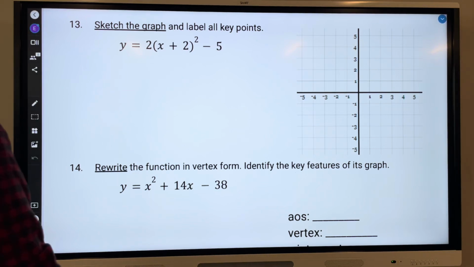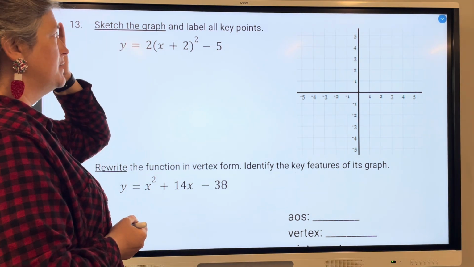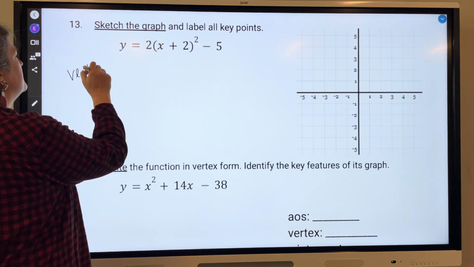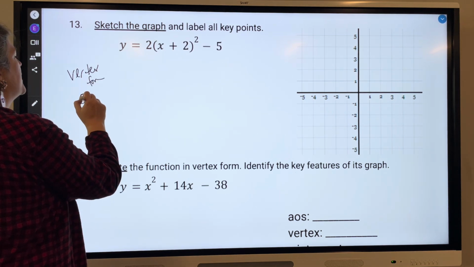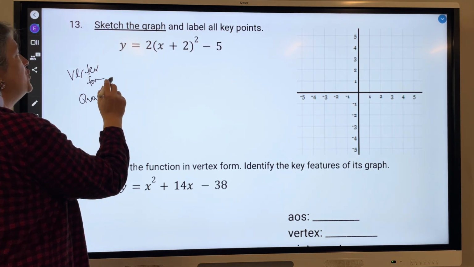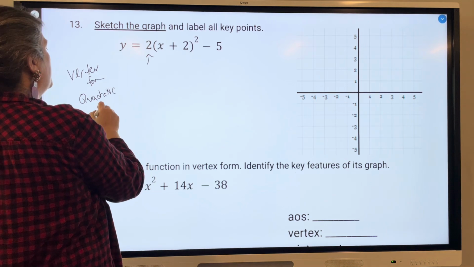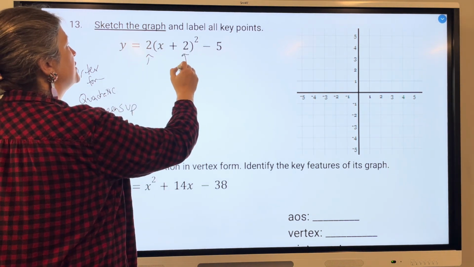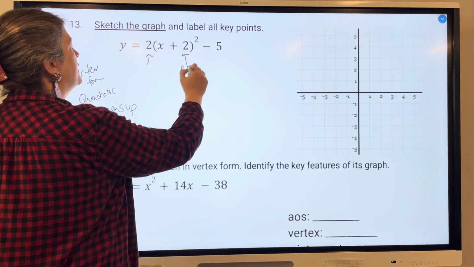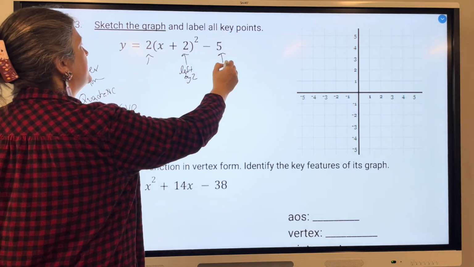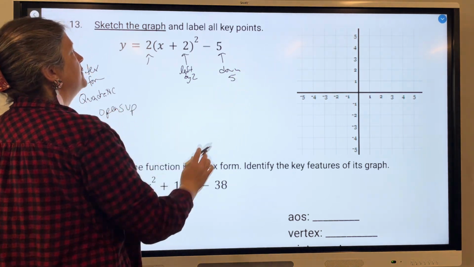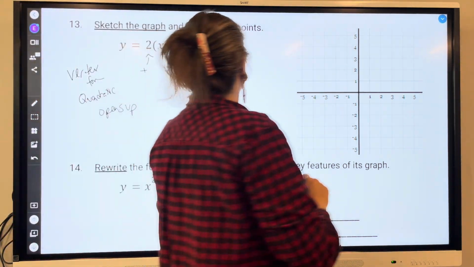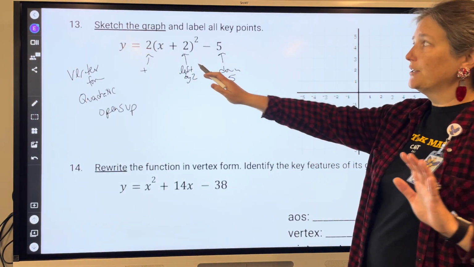All right, so number 13 at the top of the next page says sketch the graph and label key points. Hopefully I can look at this and recognize vertex form of a quadratic and know that it's going to open up, shifted to the left by 2 and down by 5. 2 was positive, so it opened up. So we're going to have a stretch that we'll have to deal with.